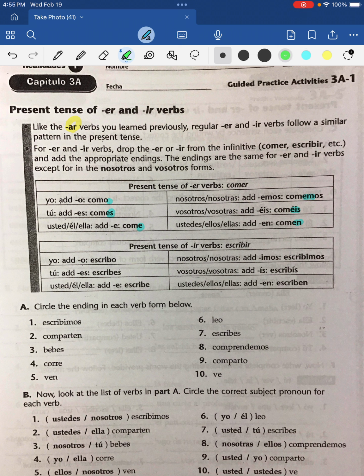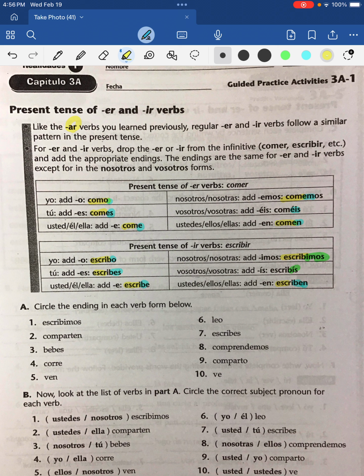Now if we look at IR verbs, very similar. O, es, e, imos, en. So those are exactly the same, except for nosotros and vosotros. So really, if we are focusing on our nosotros verbs, we're not in Spain, we don't need the vosotros, so that's really the only one that you're going to have to memorize, because the rest of them are the same.